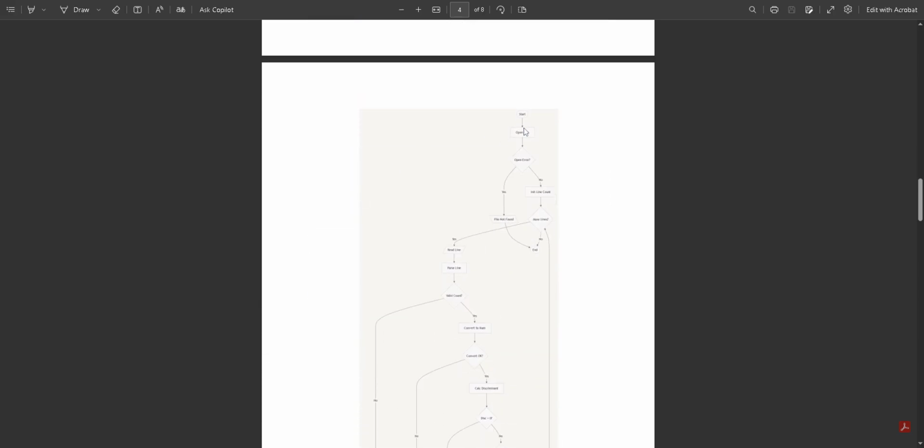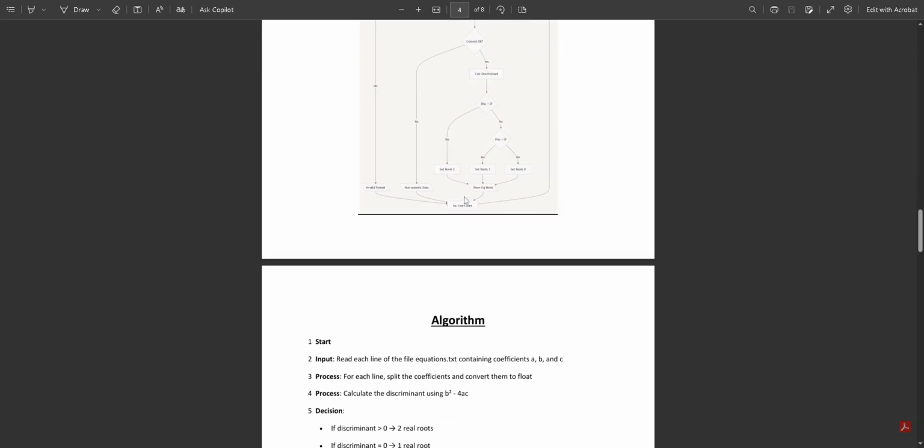This is my flowchart. So I start, then open file. If there is an error, it goes to file not found and ends immediately. And if no error is found, then it continues this way, and it prints it.